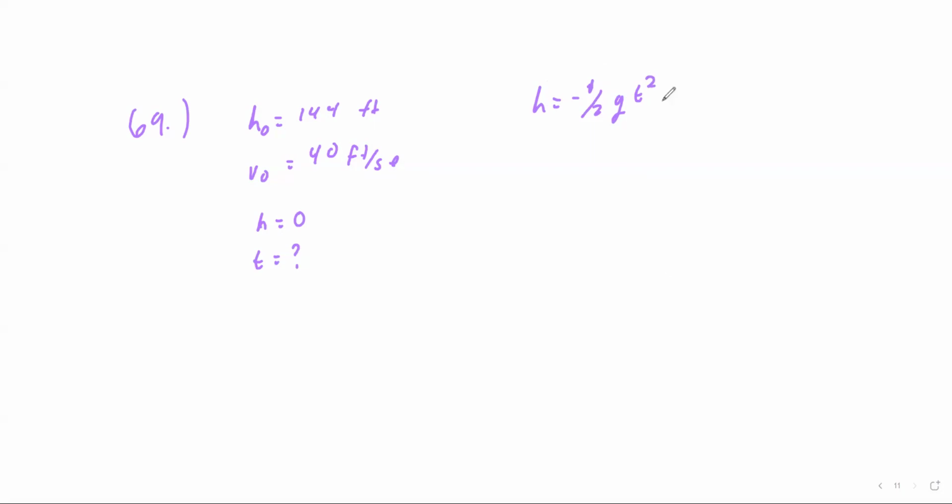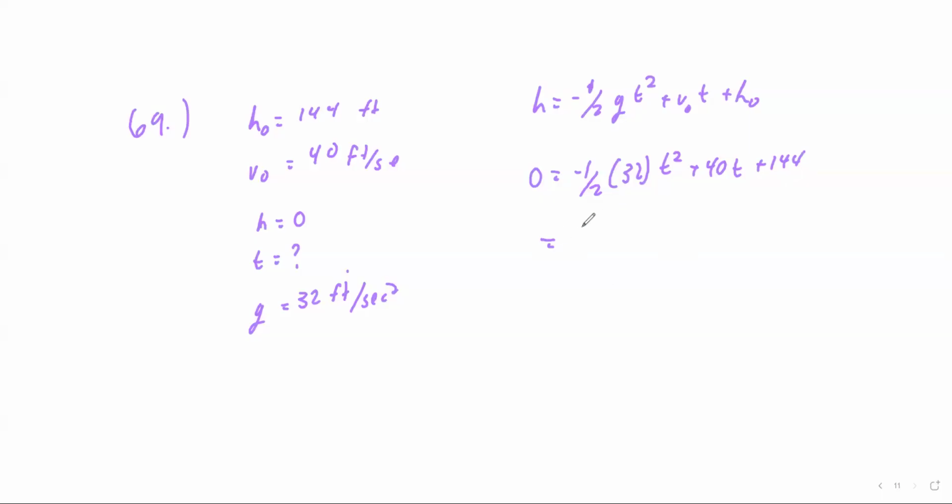Plus the initial velocity t plus initial. So then again, gravity here, because it is in feet, we'll use the 32 feet per second squared. Just plug it in. So we get 0, negative 1/2, 32, t squared plus 40t plus 144. So when we clean this up, this gives us negative 16 t squared plus 40t plus 144.